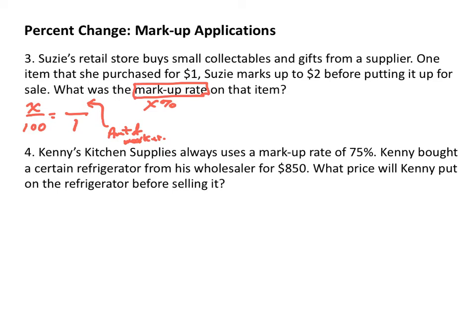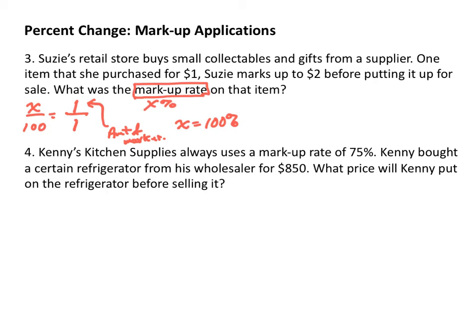Because she bought it for $1, she sells it for $2, so she marked it up $1. Oh, very interesting. If you cross multiply and divide on this one, you should get x equals 100. It's 100% markup. So when you double the price, it's 100% markup. Not 200%. When you double the price, you're marking it up 100%, because you're taking the exact value that you paid for it and you're adding that on. That's 100% of the original price. You marked it up 100%.